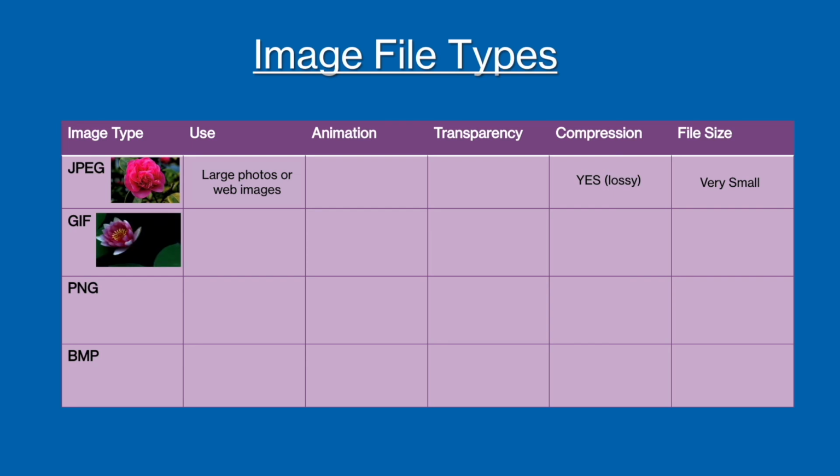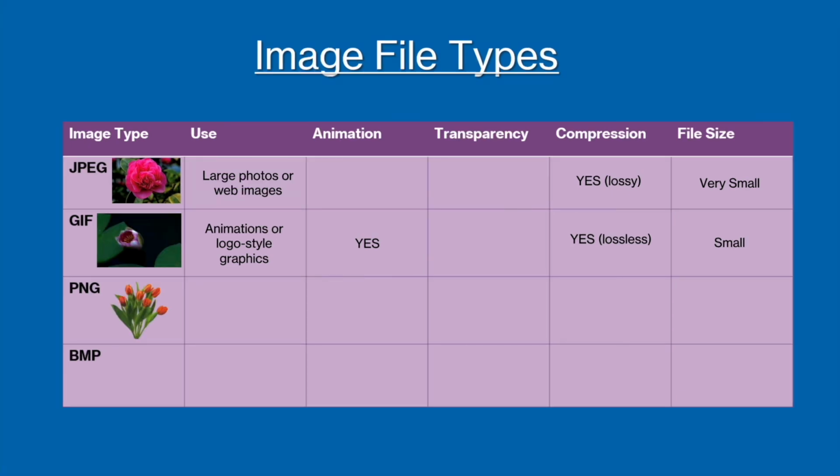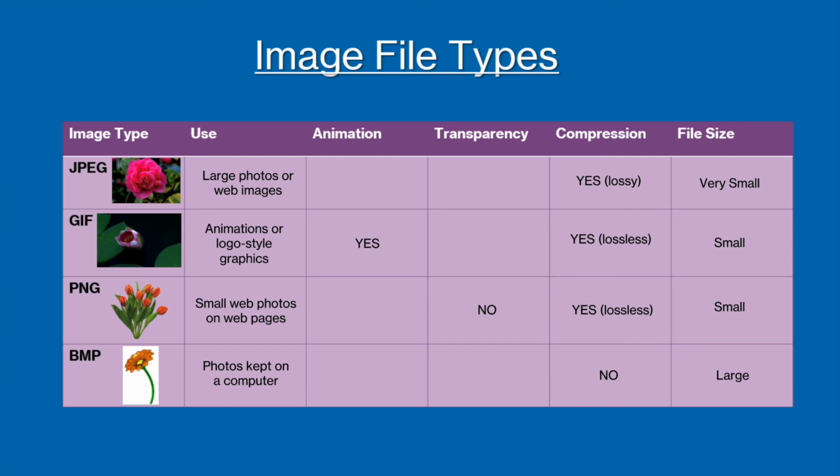Next, we have GIFs, which are typically used for graphics. This is because they are animations. GIFs have a relatively small file size as they can be compressed using lossless compression. PNGs are used on web pages for smaller images. They are transparent and have a relatively small file size due to lossless compression. Lastly, BMP images are used for photos on a computer. They have a larger file size as they are not compressed.